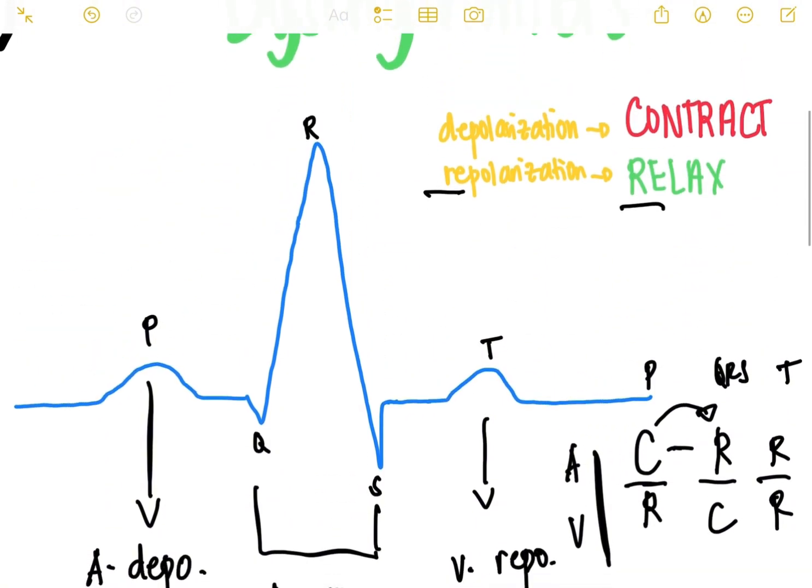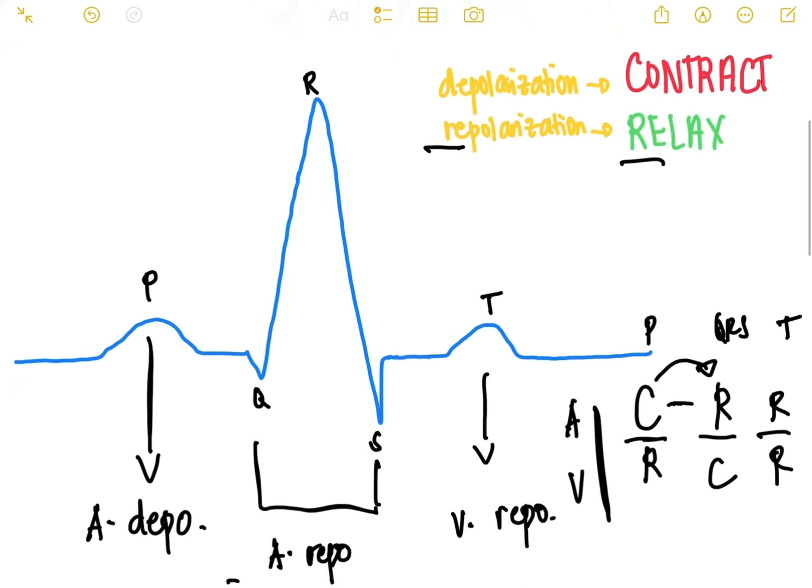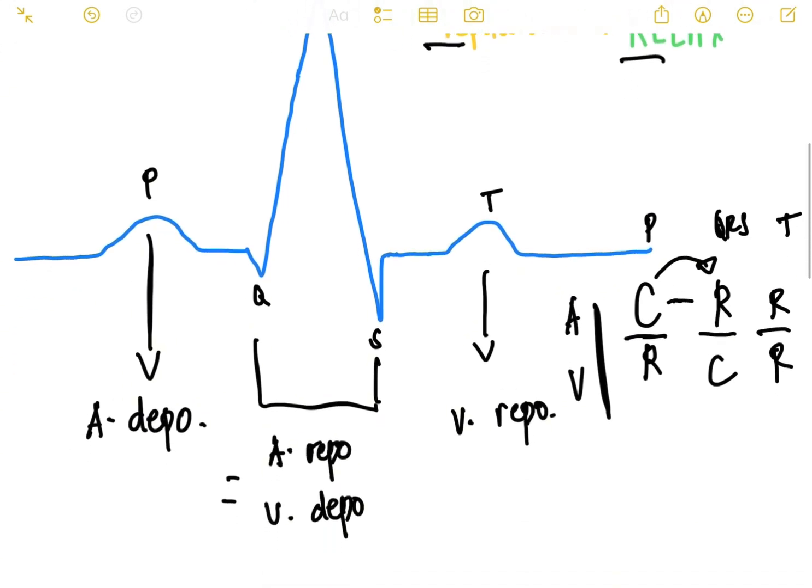So those are the different components of your ECG. P wave, QRS, and T wave or your ST segment. So P for atrial depolarization or atrial contraction, QRS for atrial repolarization or relaxation, and ventricular depolarization or contraction, and then T wave for ventricular repolarization.